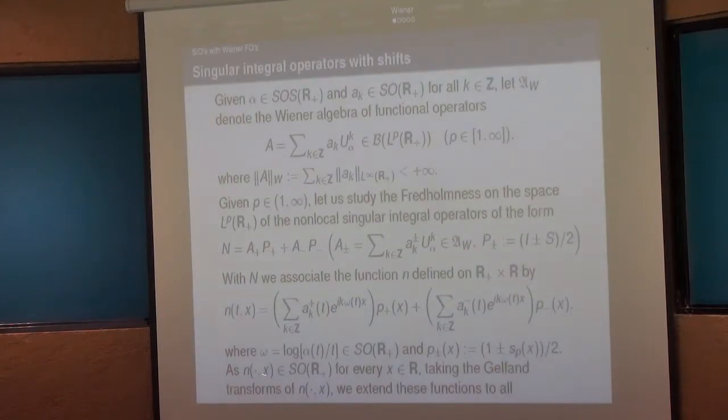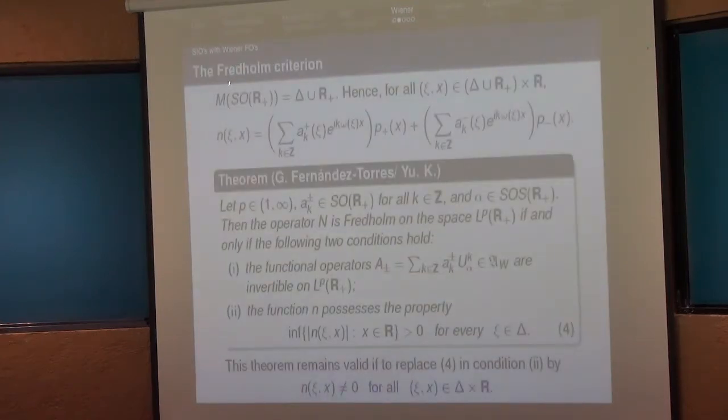Then if we fix x, this function is slowly oscillating with respect to the spatial variable. So taking the Gelfand transform, we extend this function to all this set. So we have dependence on psi when psi runs through this union of sets. And this result was obtained jointly with my PhD student, Gustavo Fernandez Torres.